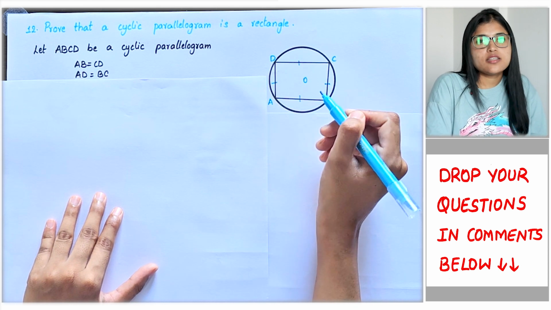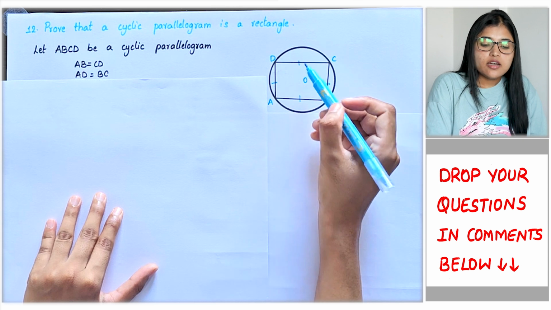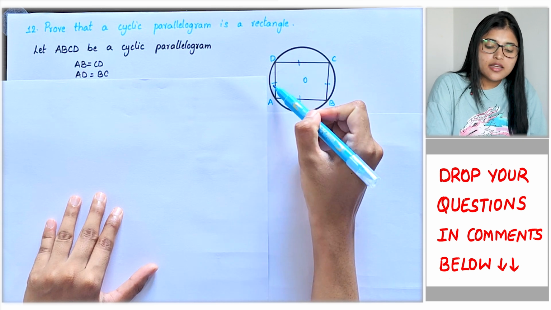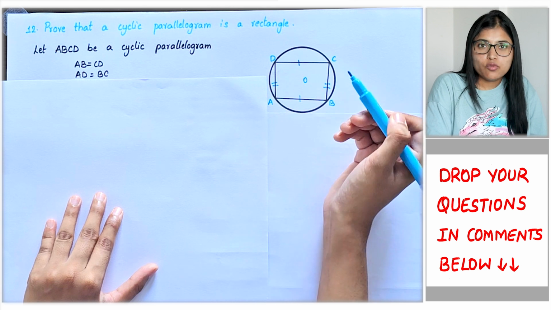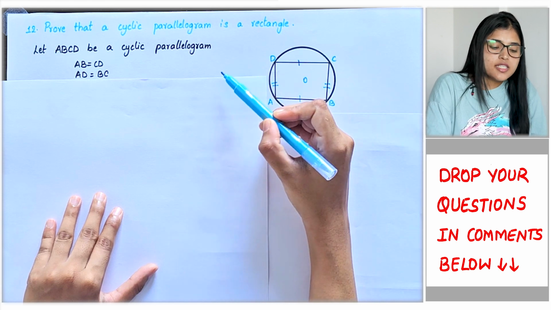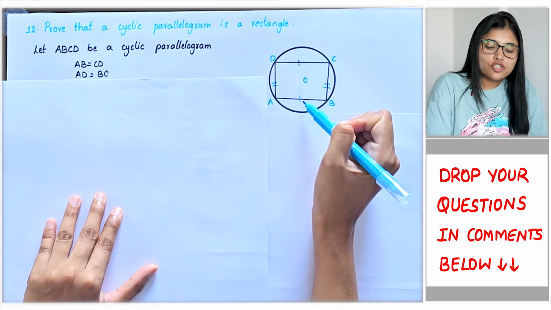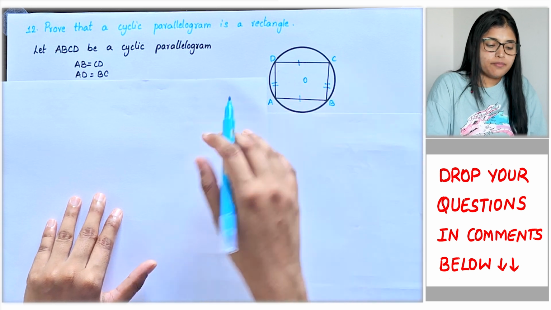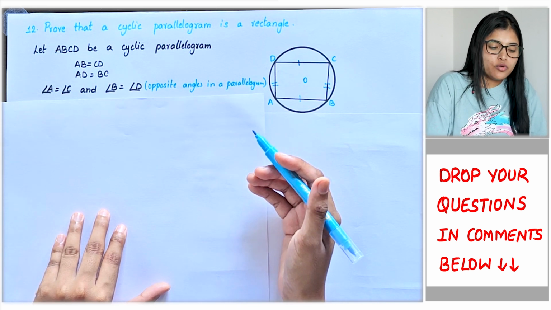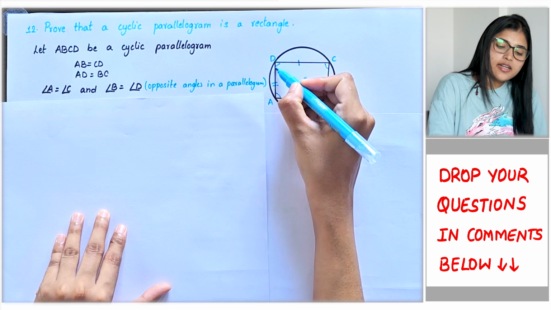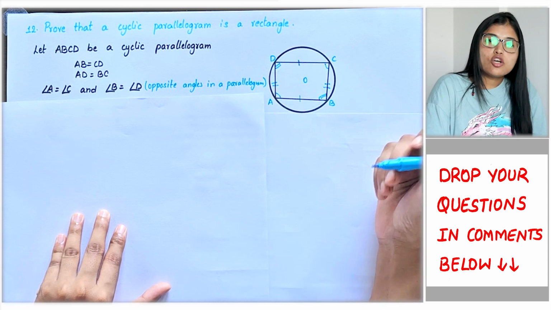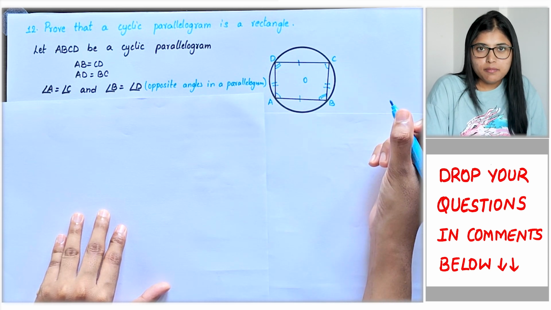If I have to prove that this parallelogram is a rectangle, I have to prove that opposite sides are equal, and I also have to prove that all the interior angles are equal to 90 degrees. Here, because it's a parallelogram, we have already shown that opposite sides are equal. Also, from the property of the parallelogram, I can say angle A equals angle C and angle D equals angle B, because opposite angles are also equal in a parallelogram.